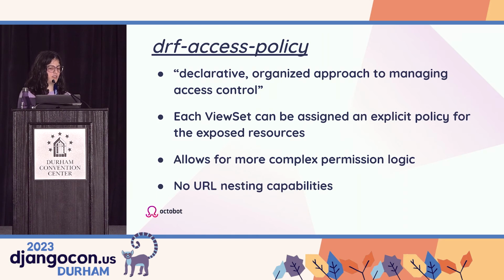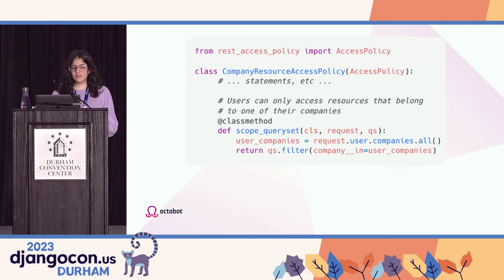And just as a side note, it does not do any URL nesting. So you would still need to implement that either like I just showed you, or if you have your own implementation, I'd be happy to discuss it later as well. So the way this access policy works is that you import AccessPolicy from rest_access_policy, and you can create your own. In this case, I called it resource access policy, which inherits from your base access policy class. And there you can add a lot of different statements. The documentation is pretty thorough and it has a lot of examples. So I encourage you to check them out if you're interested.